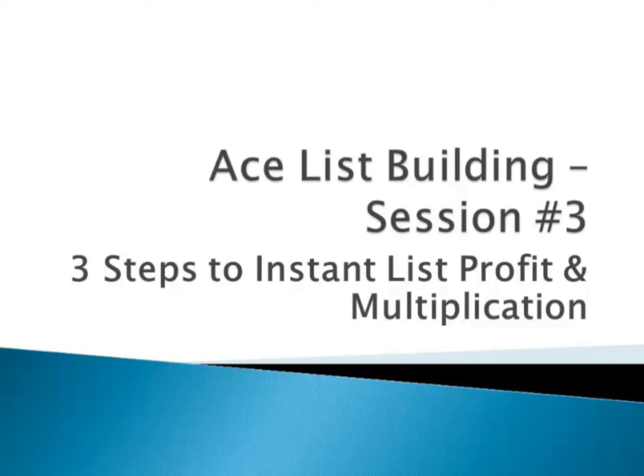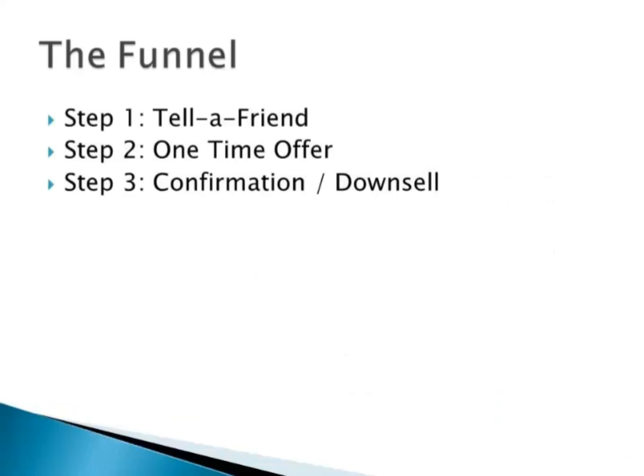With the properly placed one-time offer, you can get your first shot at converting some new subscribers into customers right away. And we're going to execute it tactfully and smartly using these 3 steps. The funnel. Step 1, tell a friend. Step 2, one-time offer. Step 3, confirmation or downsell. There are 3 steps that happen in a sequence as soon as a visitor enters his name and email address into your opt-in form and clicks the submit button.